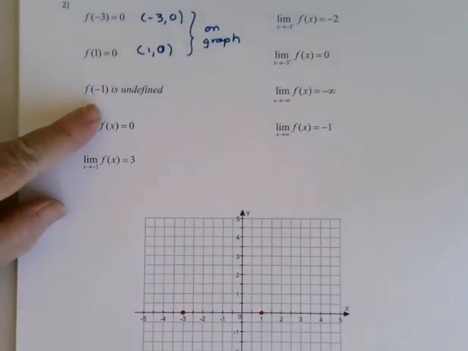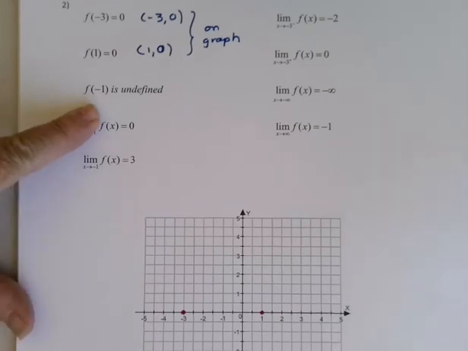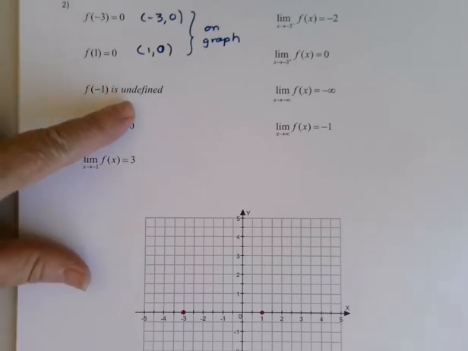All right, f of -1 is undefined. That doesn't give me enough information yet to draw anything because I don't know why it's undefined. It could be a hole in the graph, it could be a vertical asymptote. We don't know yet. So I'll keep that information, but nothing to draw.